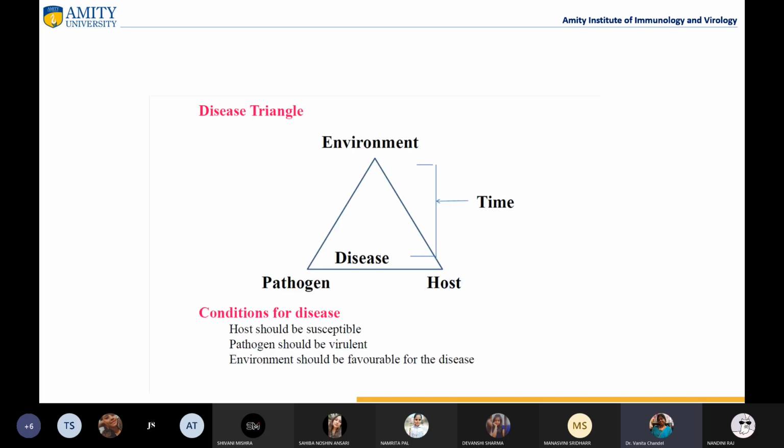I have talked about this a lot of times, the disease triangle, right? For any disease to take place, these conditions are required: a suitable environment, a virulent pathogen, a susceptible host, and a time period for which they are together, and then they cause disease. So conditions for a disease: the host should be susceptible, the pathogen should be virulent, and the environment should be favorable. You all know this, and we are not going to discuss it in detail.